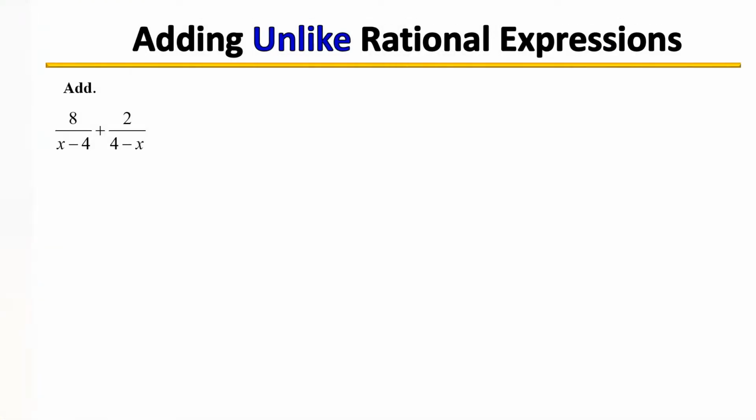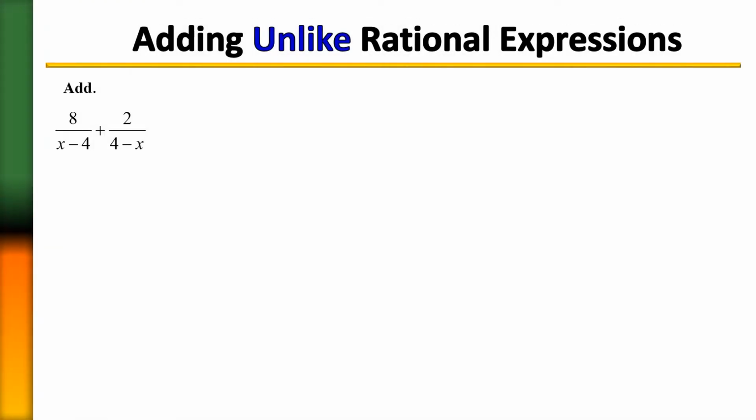In this example, we're asked to add unlike rational expressions. So if you notice the denominators here, they're not the same. Would you say these denominators are conjugates, or are they inverses or opposites of each other? Well, if you said the latter, the second choice, then you're correct. They are opposites or inverses of each other.